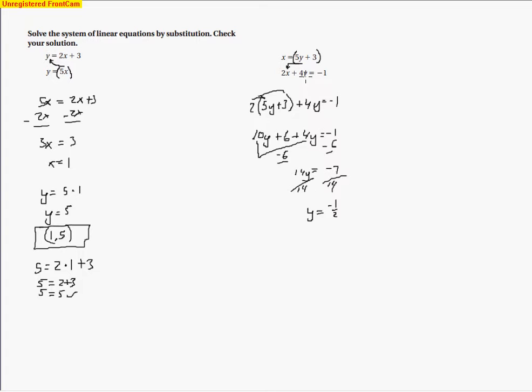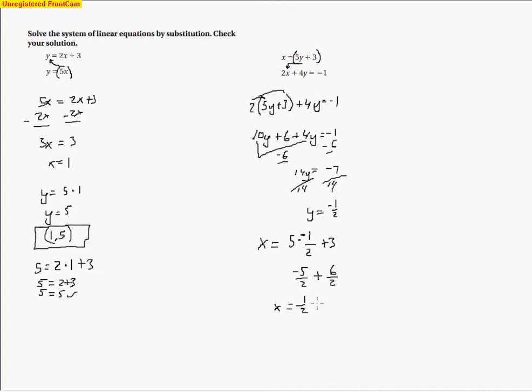I substitute back in, and here's what I get. X equals 5 times negative 1/2, that is, and then plus 3. So I end up with negative 5/2 plus 3. Now, I'm going to rewrite 3 as 6 over 2. See, 6 divided by 2 is also 3. This way I can collect these two terms. And so I end up getting positive 1/2 for x.